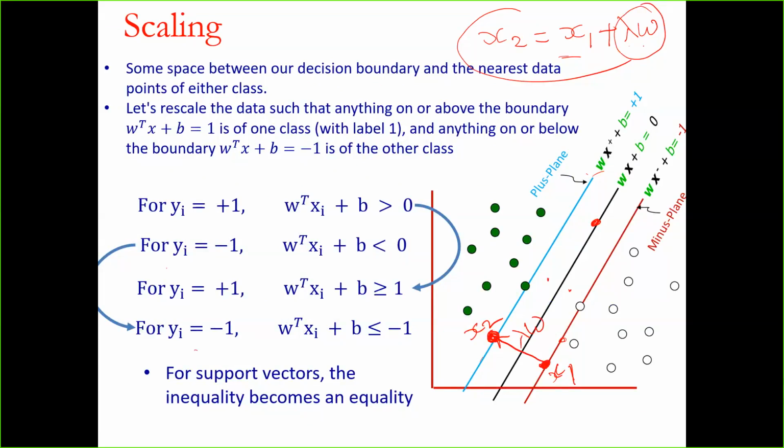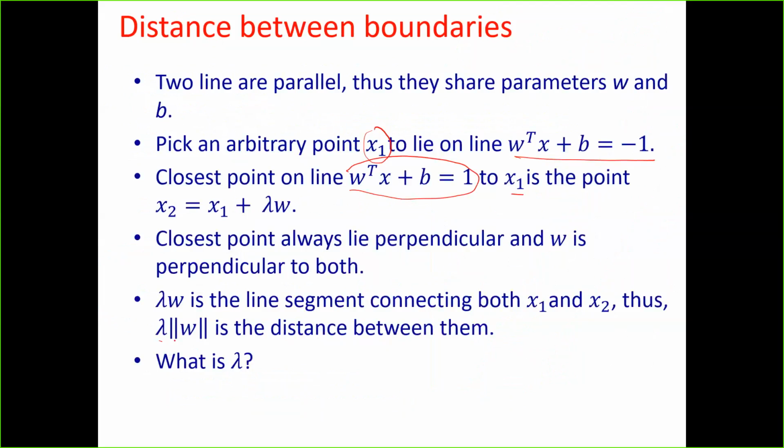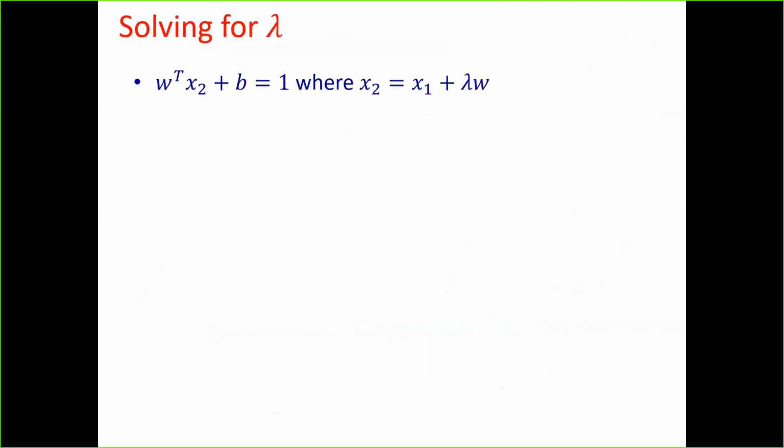But this is not the distance. If you want to get the distance, take lambda mod W, that's the distance between them. That is what we are interested to find. But we don't know what lambda is. Let us solve for lambda, right? So, solving for lambda.